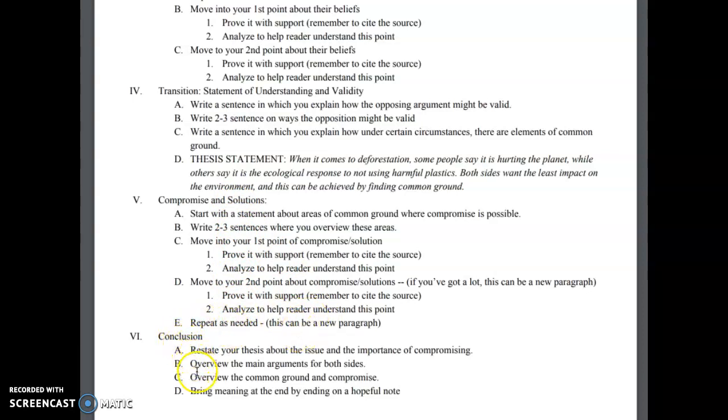And then the last thing is a conclusion. And this is what I need in the conclusion: restating your thesis about the importance of compromising. That's what this whole paper is about, everybody. It's taking two really diverse and disparate ideas and finding some means of agreement and then coming up with solutions that actually might work for both sides. So nobody leaves the table angry or upset. Everybody has felt heard. And that's what a Rogerian argument is all about.